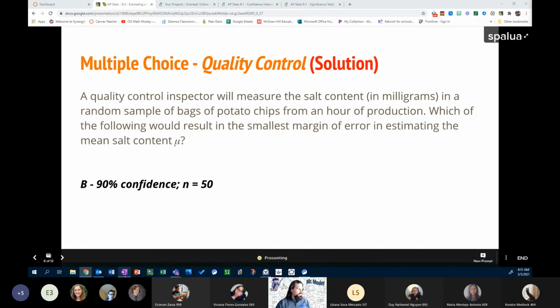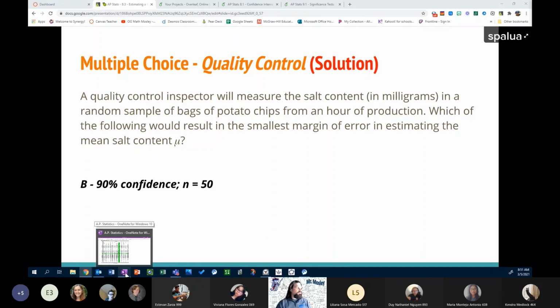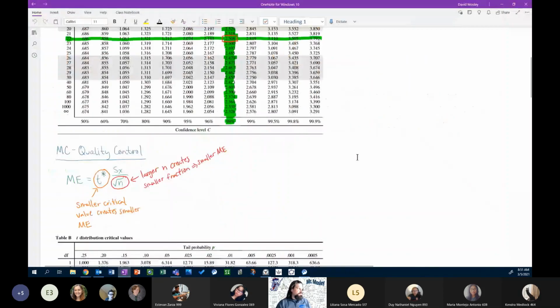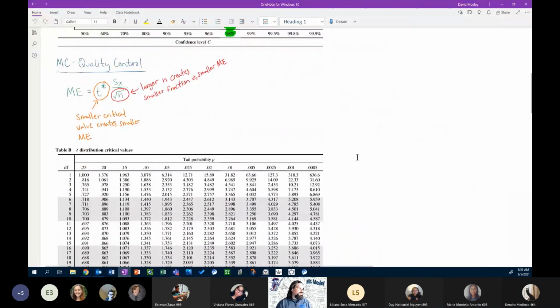All right, and here is the reasoning. So again, if you want to go to the shared screen in Teams, here's our reasoning here. So the margin of error is calculated by taking our critical value and multiplying by the standard error. A smaller critical value creates a smaller margin of error, and a larger sample size also helps create a smaller margin of error because the larger number you're dividing by creates a smaller number fraction.